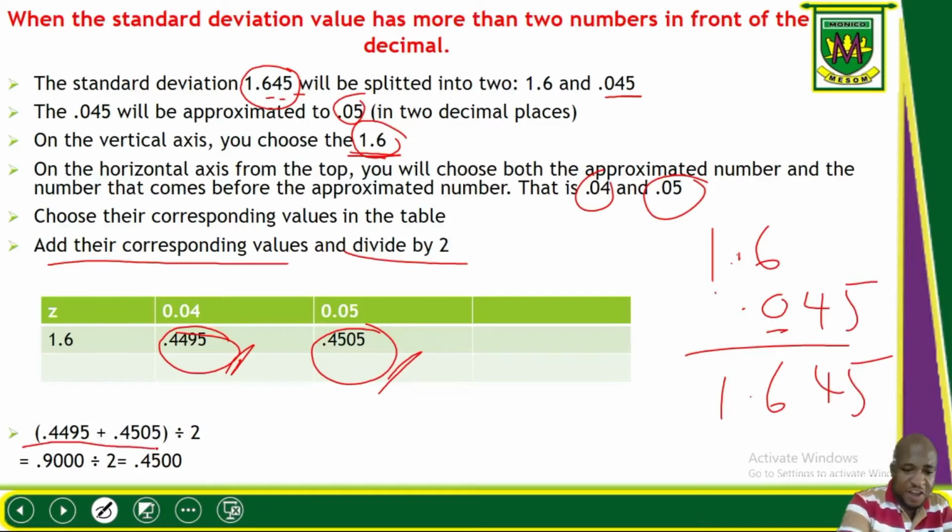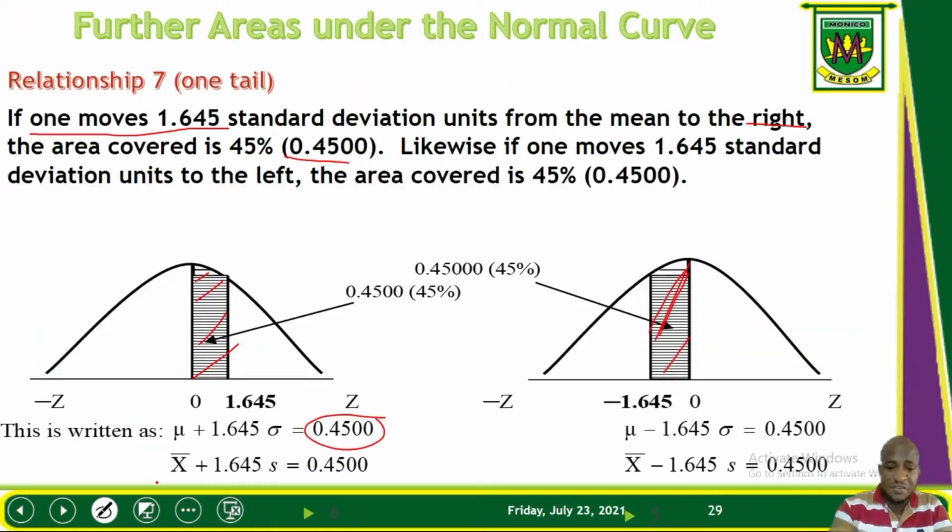So 0.4495 plus 0.4505, and this will give us 0.900. After that we have to divide by 2, and dividing by 2 will bring us to the value 0.4500. On your calculator, I know you will get 0.45, but because we are working in 4 decimal places, you have to add zeros to it. Okay, so this is the information we have here, 0.4500.